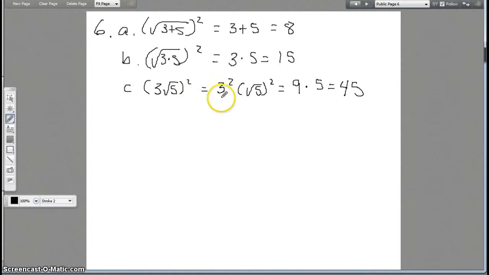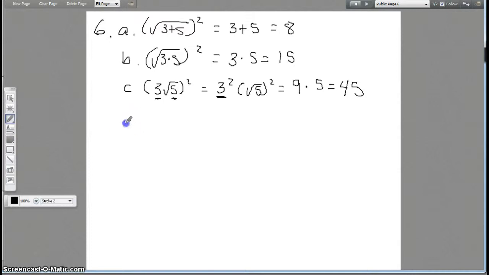Every time, what I see is people forget to square the number that's outside of the square root. If it's outside of the square root, it gets squared. If it's inside the square root, it loses the square root and you get just the number that's inside. So 3 squared is our 9. Square root of 5 squared is our 5. 9 times 5 is 45.